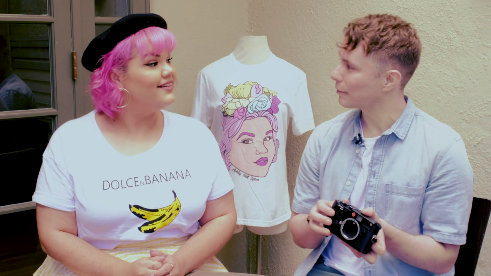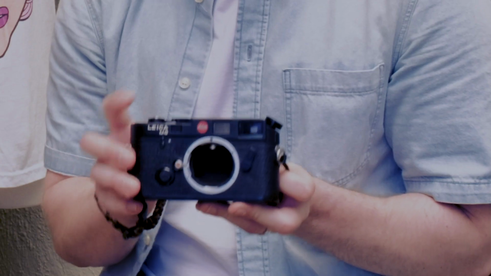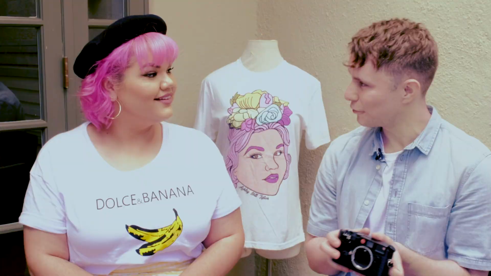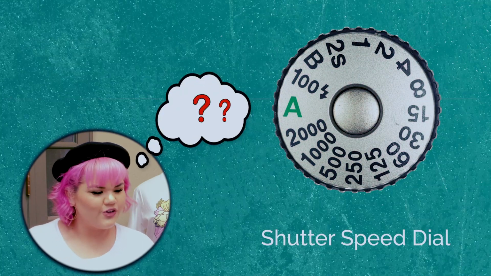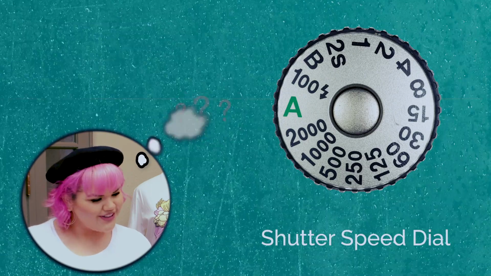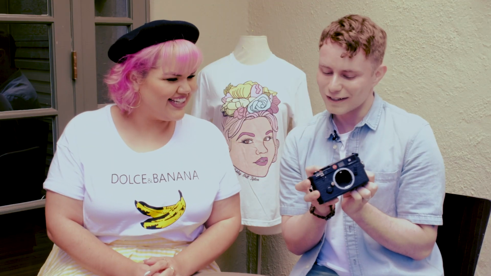Today's assignment is for motion or movement, and how you utilize motion in your photography is through shutter speed. Have you ever seen a shutter speed dial before? I've seen one, but I never knew what it was meant for. Yeah. So today you're gonna teach me. We're gonna figure it out.